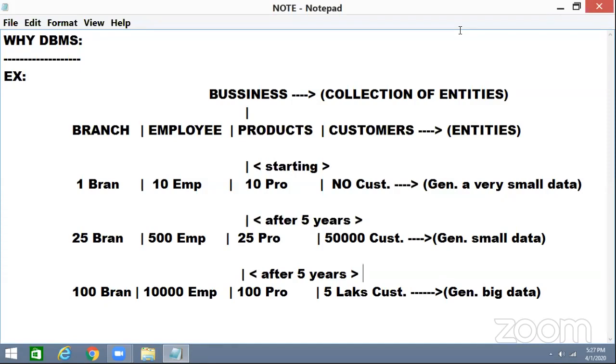Okay, right. So this is one factor: today we discussed why DBMS is required for the industries. Okay, now I stop it here with whatever session we discussed today.